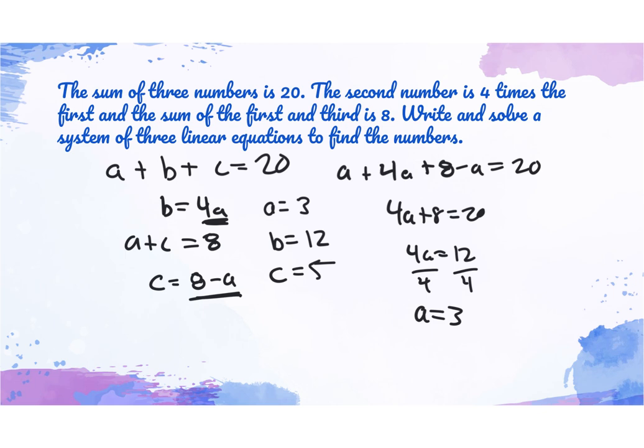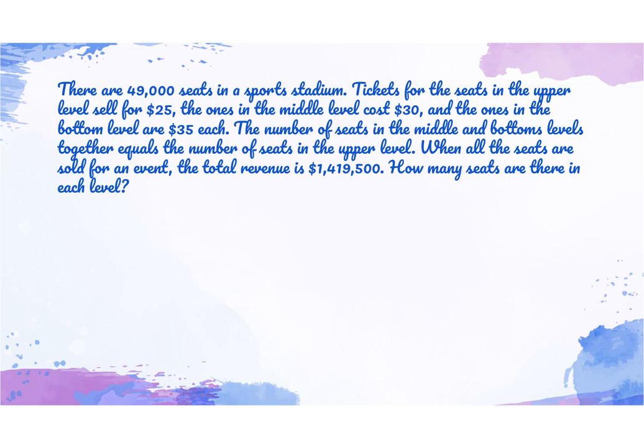Okay, this next one's going to be a doozy, so pay attention. 49,000 seats in a sports stadium. Tickets for the upper level sell for $25, middle level $30, and the bottom level $35 each. The number of seats in the middle and bottom levels together equals the number of seats in the upper level. When all the seats are sold for the event, the total revenue is $1,419,500. So we've got upper plus middle plus lower is going to be 49,000.